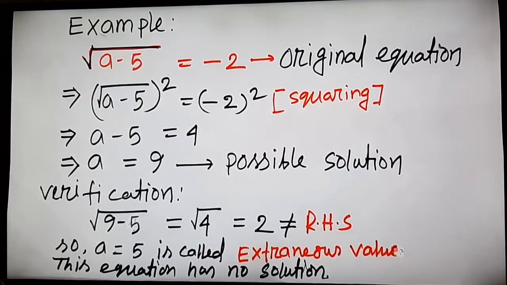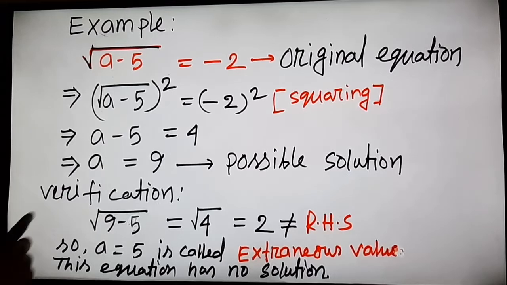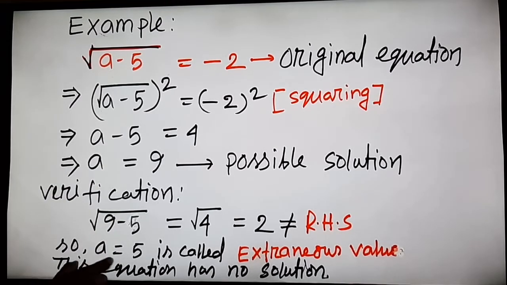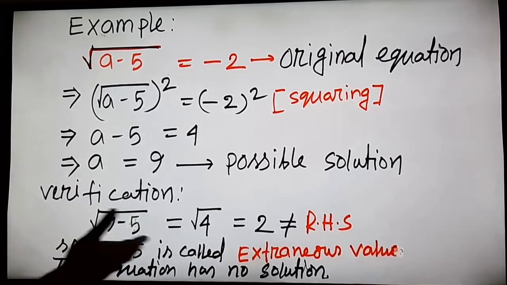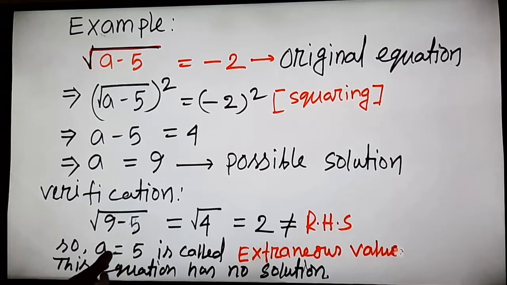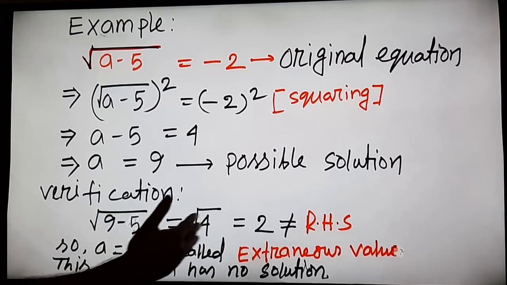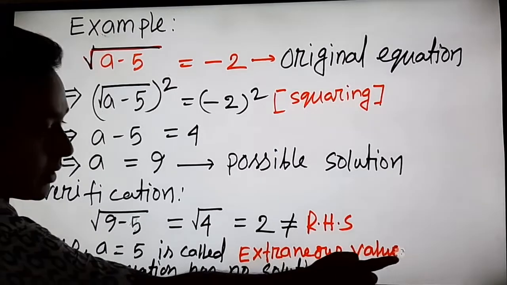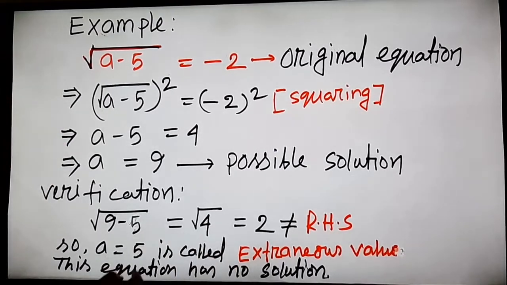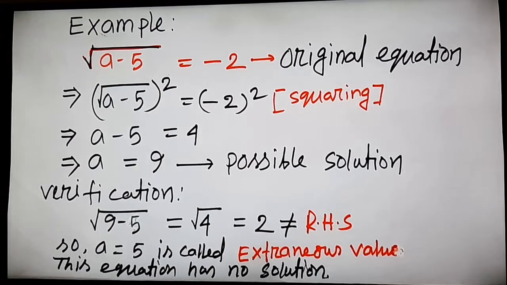Why is a equal to 9 not our confirmed solution? Because by verification we can see that this equation is not verified. So a is equal to 9 is called an extraneous value. This is important. So the original equation has no solution.